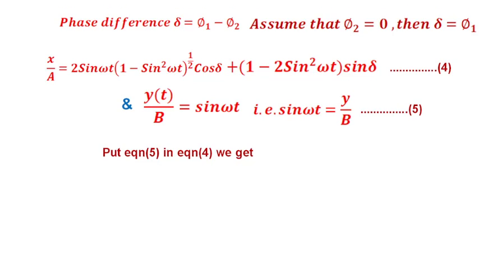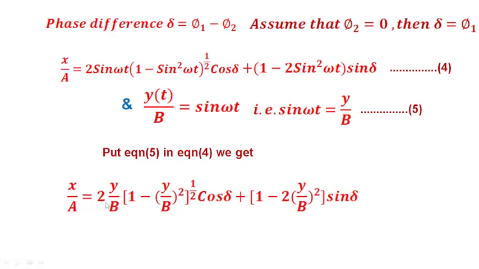So from this, x/a = 2 sin ωt (1 − sin²ωt)^(1/2) cos δ + (1 − 2 sin²ωt) sin δ. This is equation 4. And y/b = sin ωt, that is sin ωt = y/b. So put equation 5 in equation 4, we get x/a = 2 (y/b) [1 − (y/b)²]^(1/2) cos δ + [1 − 2(y/b)²] sin δ.